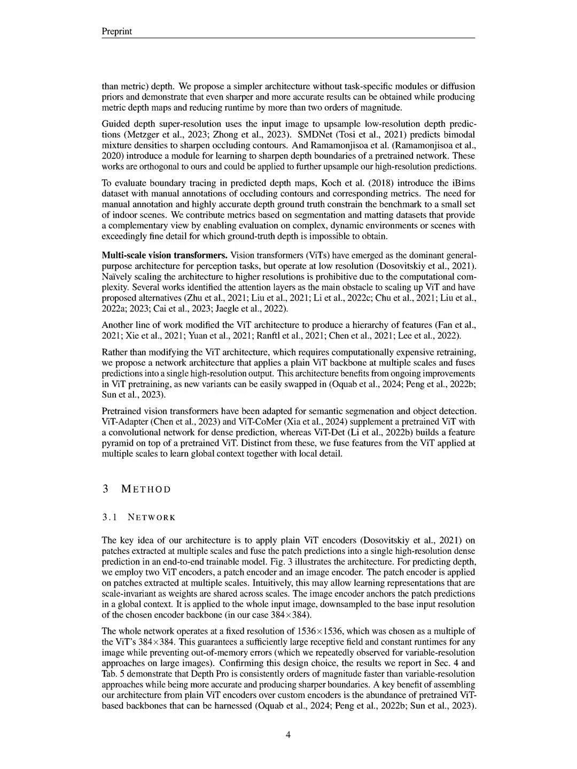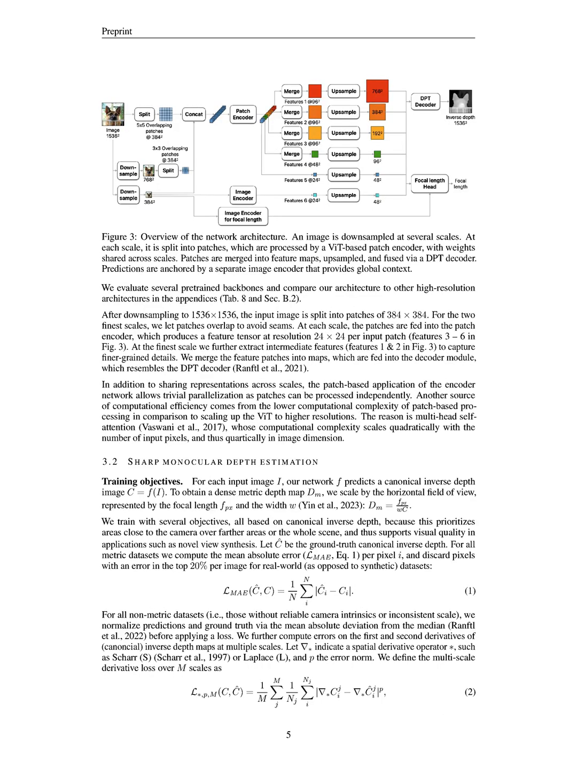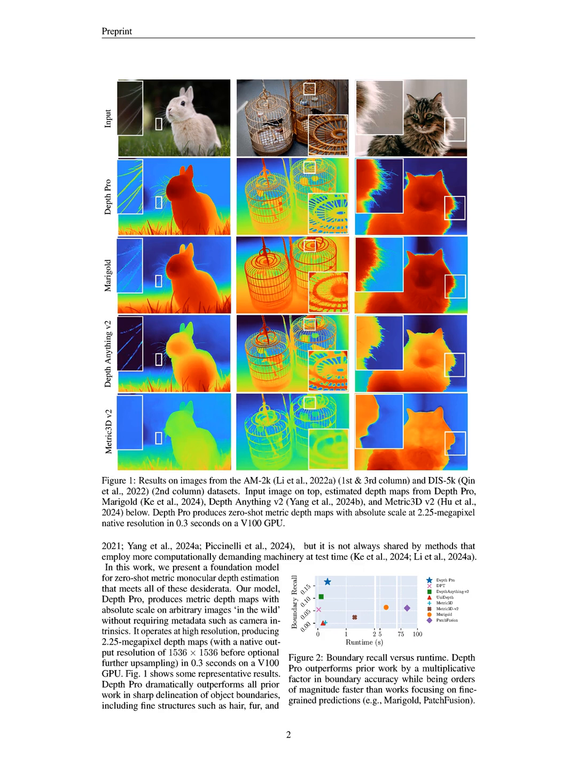The outputs from these encoders are fused to create a high-resolution depth map, which is then scaled to produce a metric depth map by estimating the horizontal field of view from the image features. Finally, the algorithm outputs a 2.25 megapixel depth map in just 0.3 seconds, ensuring sharp delineation of object boundaries and fine structures.